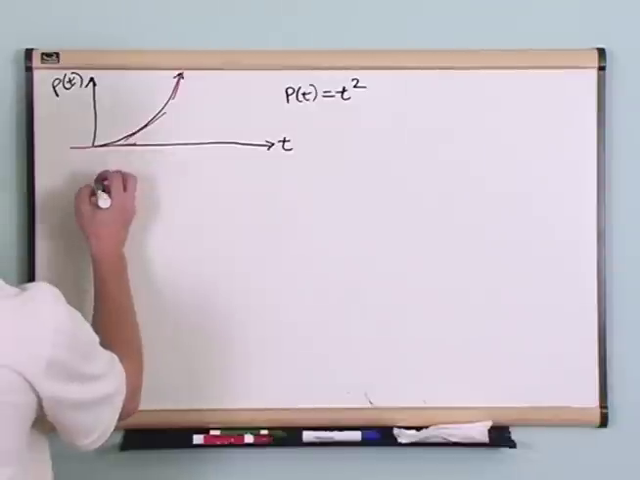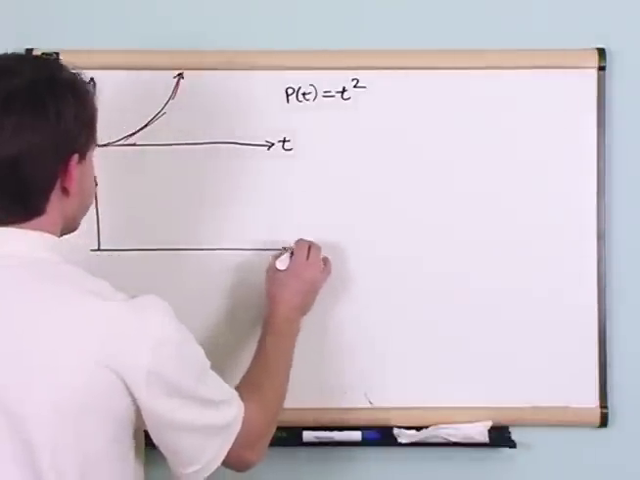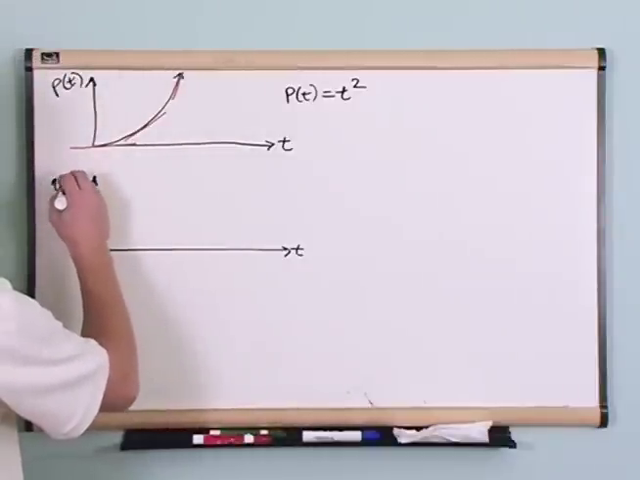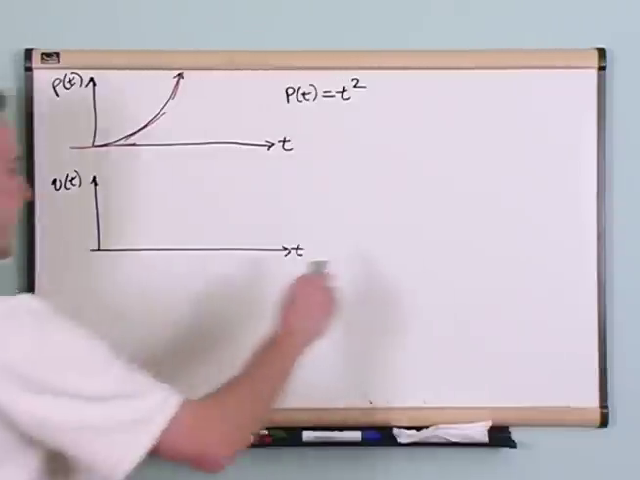So then I ask you, what would the velocity look like? Same thing we did last time, v of t. Velocity as a function of time, okay? Well, I already told you that it was speeding up, right?